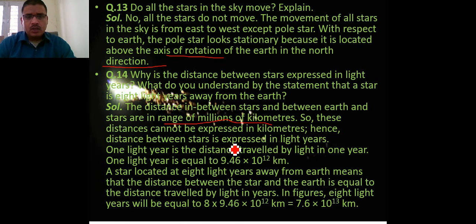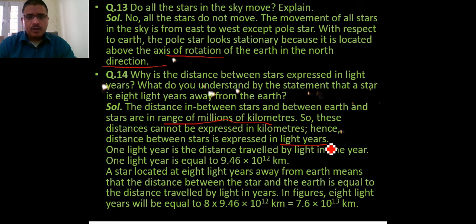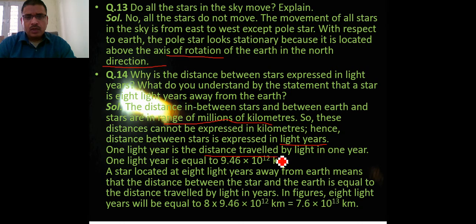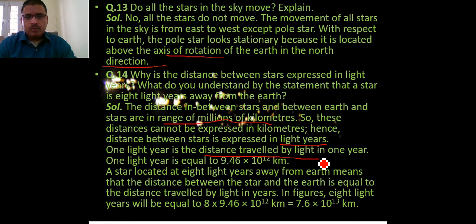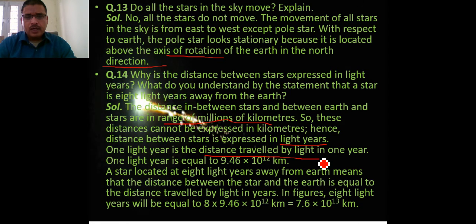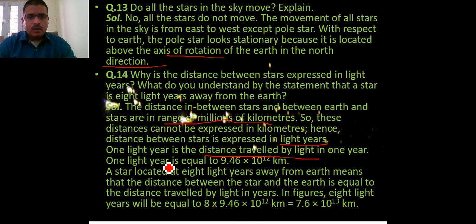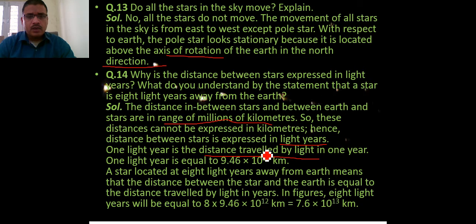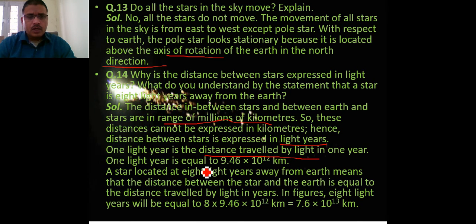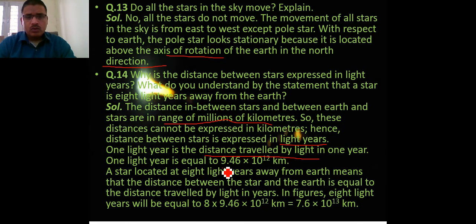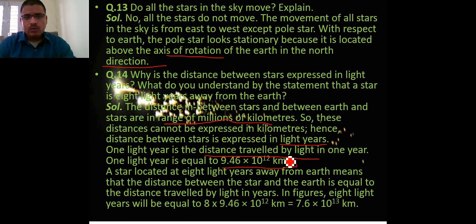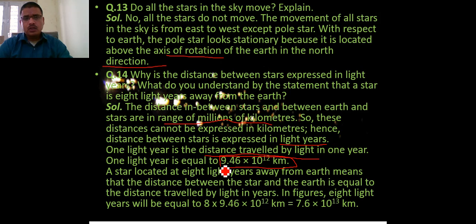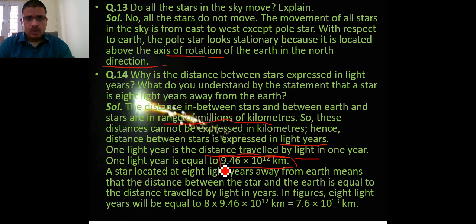You can remember one light year is the distance traveled by light in 1 year. That means one light year is the distance traveled by light in 1 year, and one light year is equal to that value. You also have to remember 9.46 into 10 to the power 12 kilometers is the value of this light year.